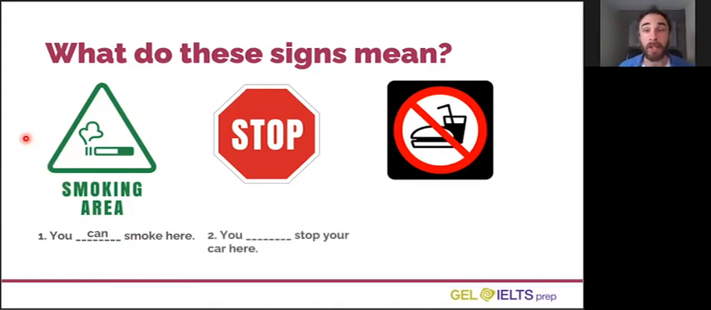Next one. Look at the next question below this video, and can you choose the correct word to complete this sentence? Is it must, mustn't, or can? The correct answer is must. You must stop your car here. This is an obligation. You don't have any choice. You must.